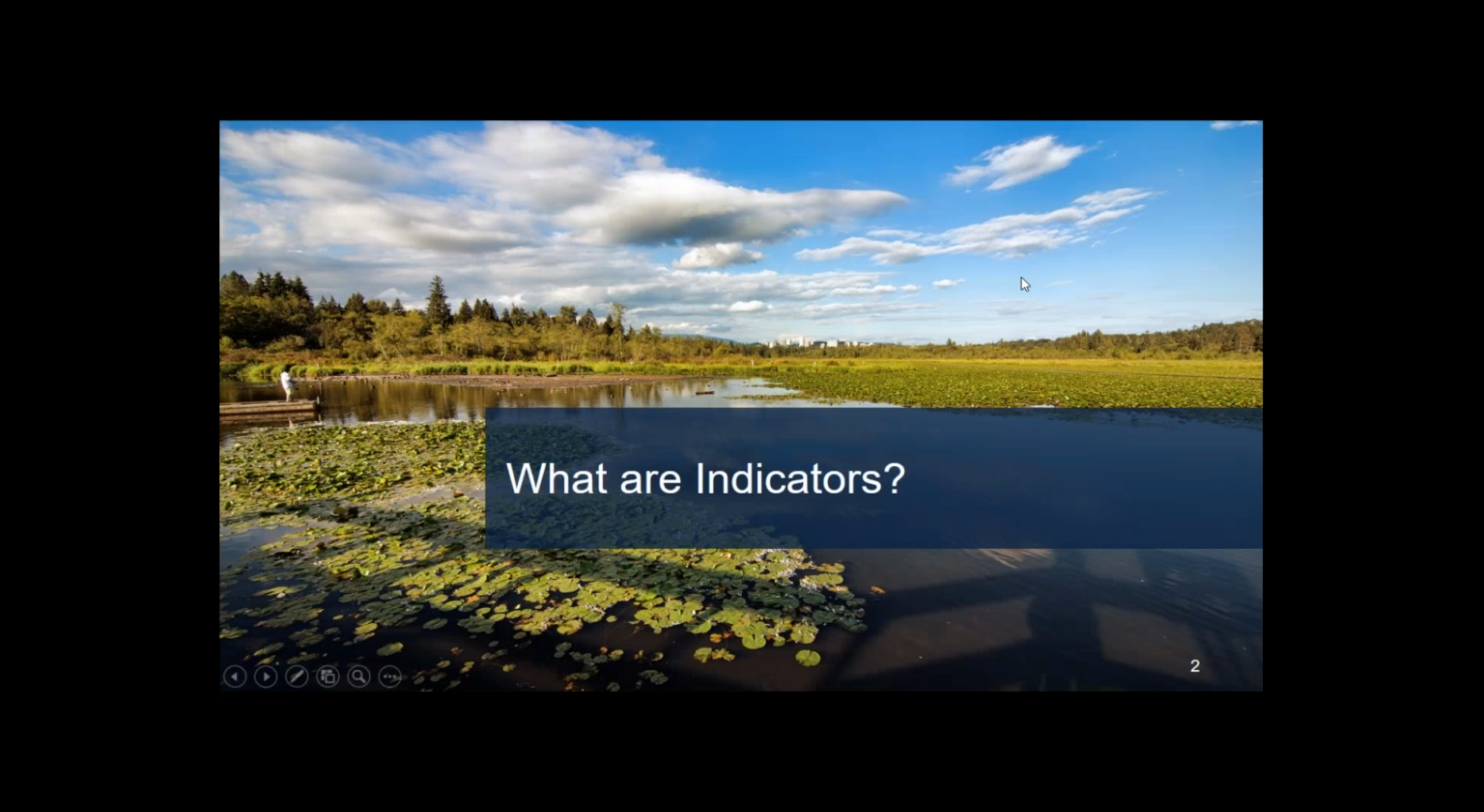So first off, what are indicators? What do we mean when we say something is an indicator? In simple terms, indicators are something that we can measure and track that tells us something about the state or condition of an aspect of the environment. And for our work, we're mostly thinking about landscape indicators, so a feature of the landscape that we can measure, usually remotely, using aerial or satellite imagery, perhaps LiDAR data. And examples of landscape indicators would be canopy cover or impervious surfaces.